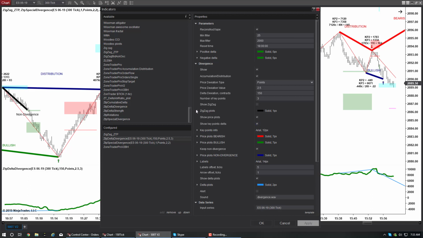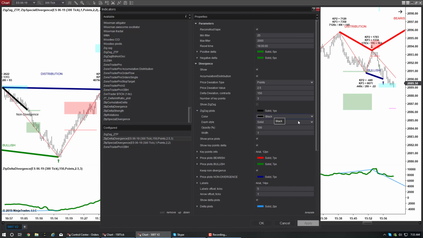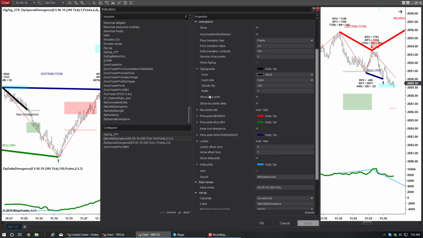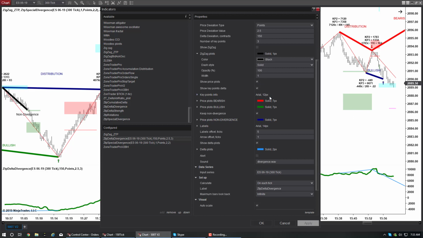And I want to change the zigzag plots to black. Black is what controls the numbers over here that you're seeing in the key points. If that's not changed to black, I think the programmer defaulted that to a light baby blue, and it's very hard to see. The other settings are the key point info, the price plots for bearish and bullish, and I always want to know when I have a failure, so we're going to show keep non-divergence.